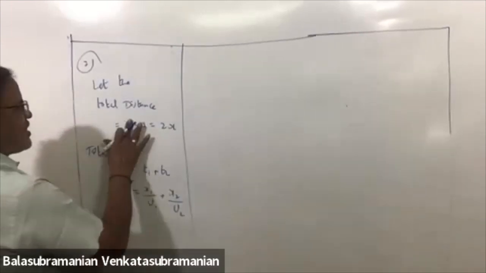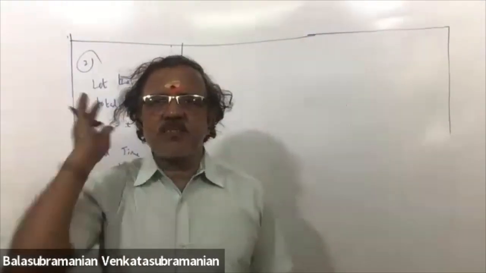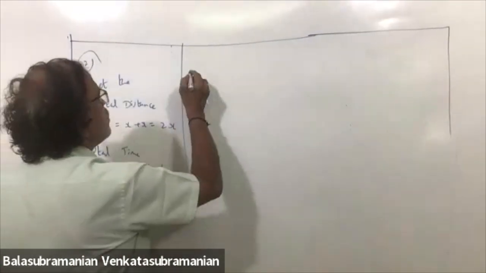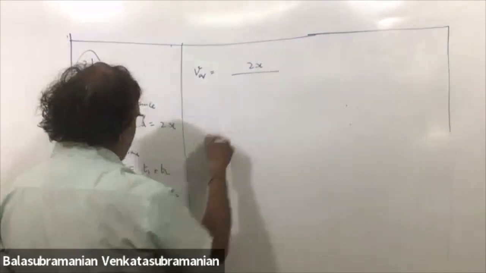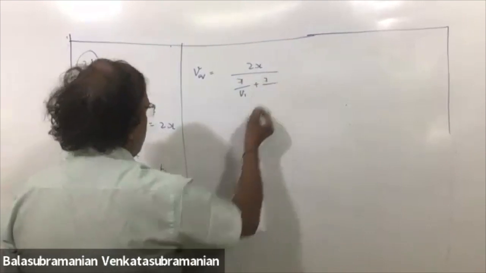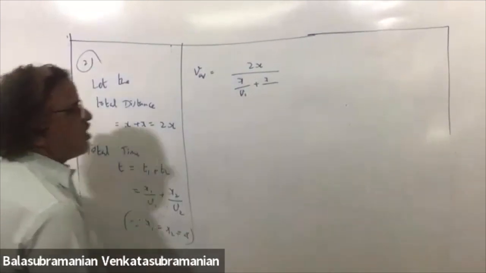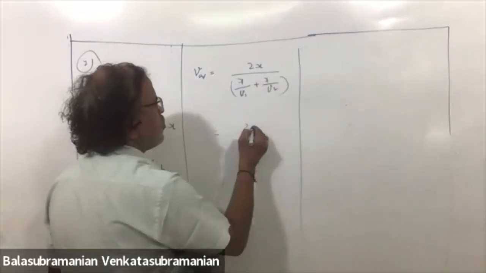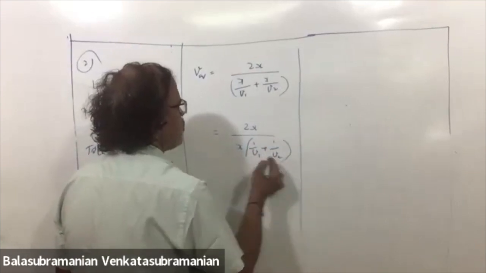You can take S also, you can take x also. Displacement, anything you can represent. Okay, next. Therefore, average velocity will be displacement by time: X1 by V1 plus X2 by V2, X1 and X2 both are equal. So I can write 2x by x into 1 by V1 plus 1 by V2.